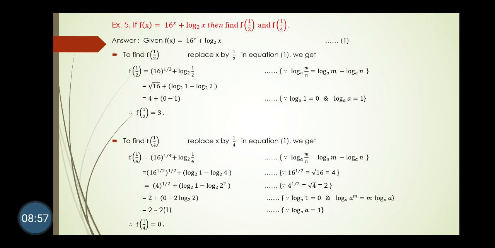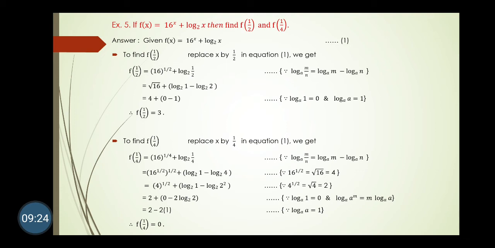The next example. If f of x is equal to 16 raised to x plus log x to the base 2, then we find f of 1 by 2 and f of 1 by 4. Here, in the first case, we have to find first f of 1 by 2 and then f of 1 by 4. So we start with 1 by 2. So replace x by 1 by 2 in the above equation as equation number 1. We get what? See here.